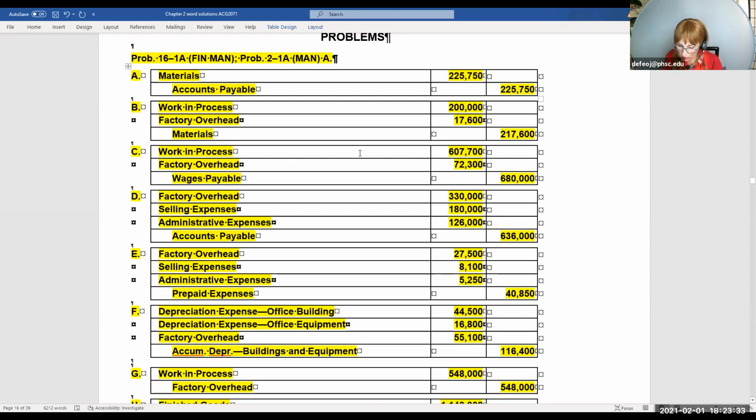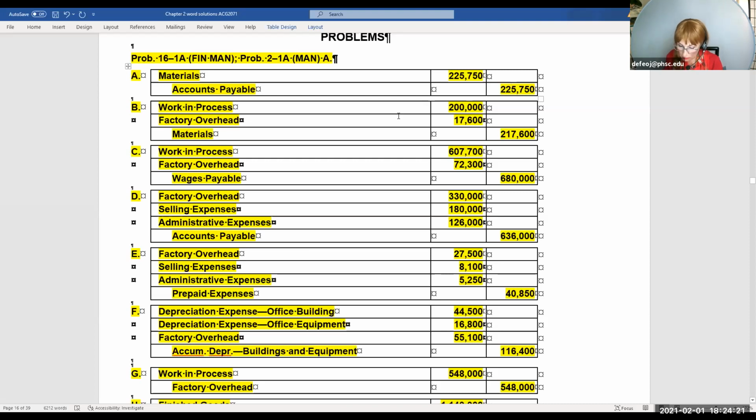Materials requisitioned, 217,600, of which 17,600 were for general factory use. So the work in process, those are the direct materials, 200,000, but some of that was factory overhead, like the glue for the guitars and maybe the shellac for the guitars, whatever else is involved that's not directly attributable to the guitar. And so we would debit those two and we would credit materials because now we're taking it out of materials. They were requisitioned. We're taking this out of materials and putting it into work in process. We're taking the chopped meat off the counter and turning it into a meatloaf.